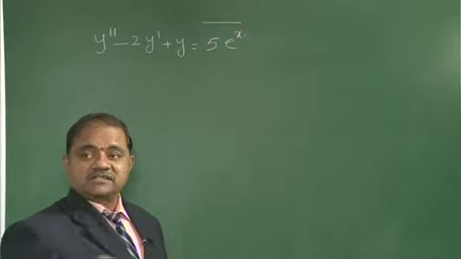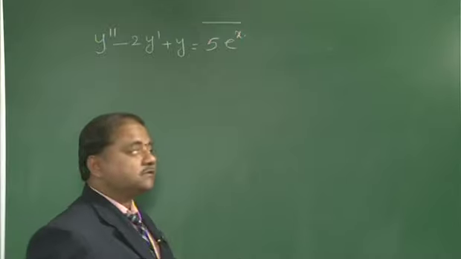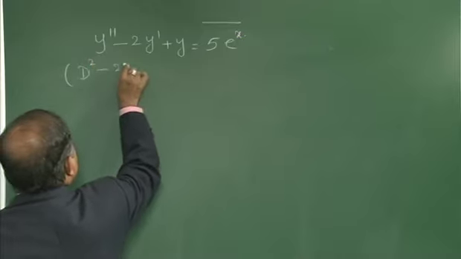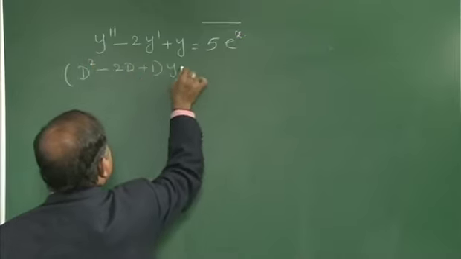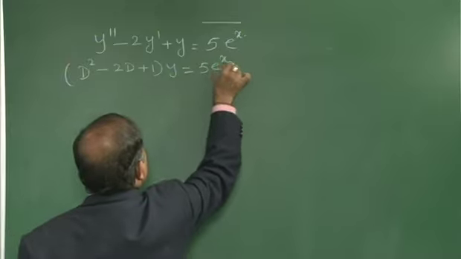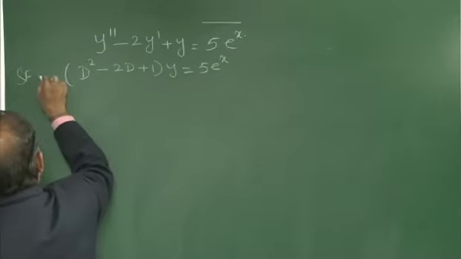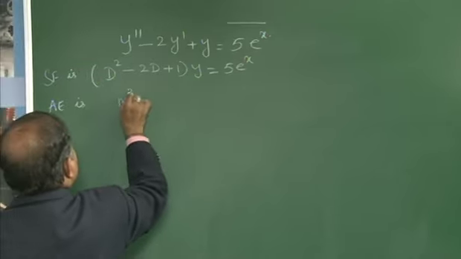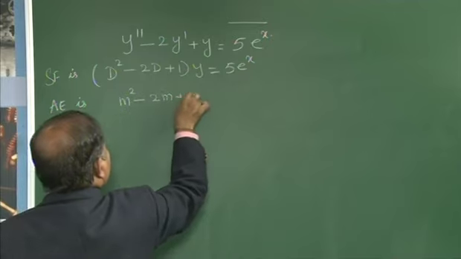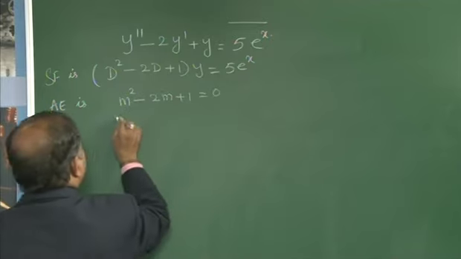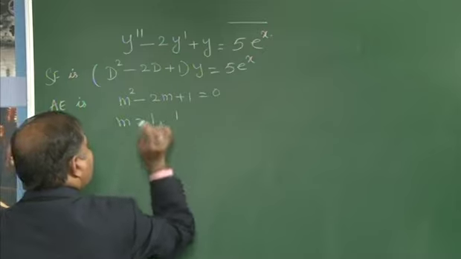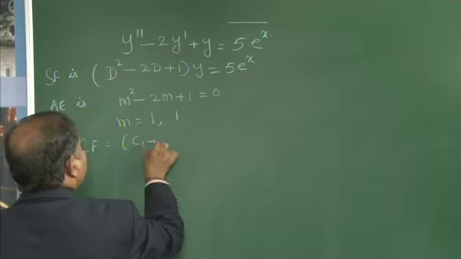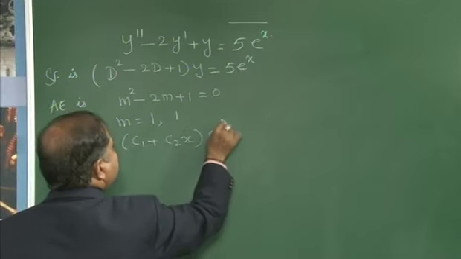The left hand side we have already seen just now, correct? So what is the standard form? D square minus 2d plus 1 into y equals 5 e power x, standard form. What is your auxiliary equation? M squared minus 2m plus 1. What are the roots? 1 comma 1. CF is C1 plus C2x, e power x.